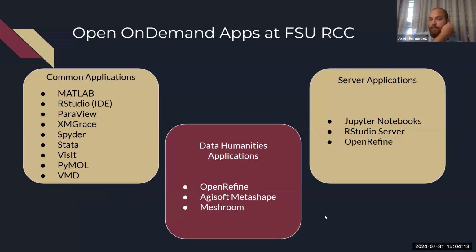And then we have more apps than just those, right? So we have digital humanities specific ones, OpenRefine, which is for parsing data, and then all the other ones I already mentioned, in addition to ParaView, Spyder. If any of you do serious Python coding, you may have seen Spyder before, PyMOL, etc. Okay, so those are the Open OnDemand software that we have. There's also a ton of software additionally to this, right?